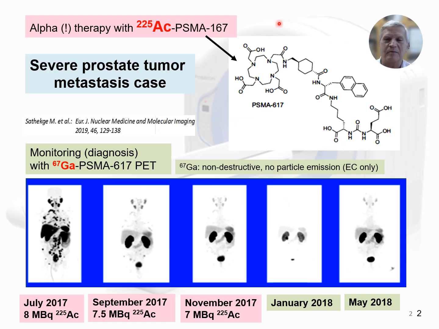This is the last and probably the most sophisticated example of application of a radioisotope in nuclear medicine. You see, this is again therapy, and it's a successful treatment of a severe prostate tumor metastasis case. When there are metastases, that is a very dangerous situation. Then that is a very serious disease.